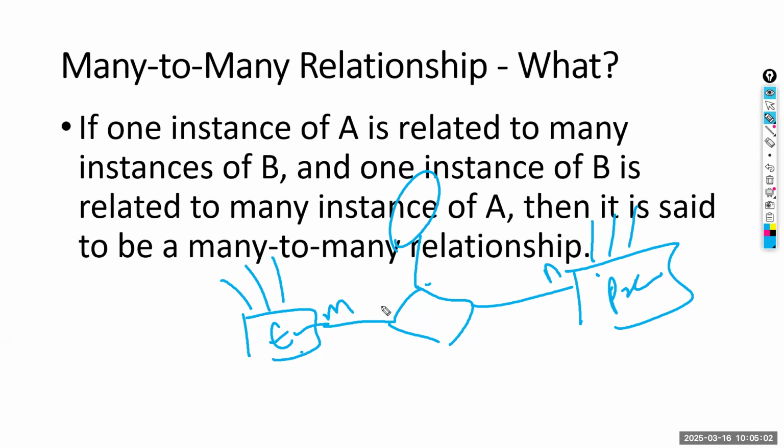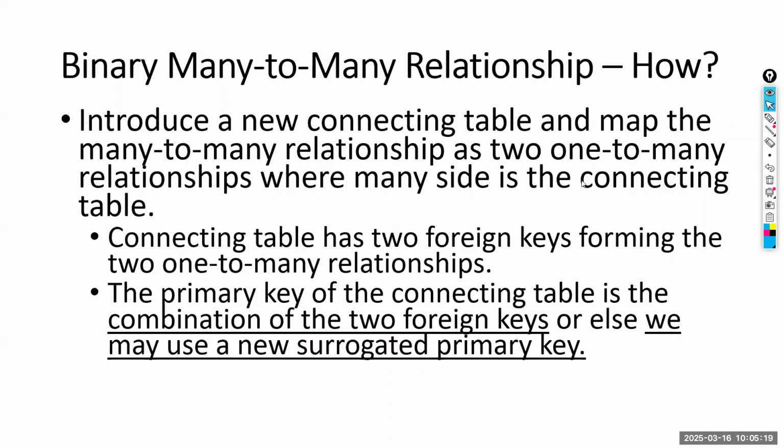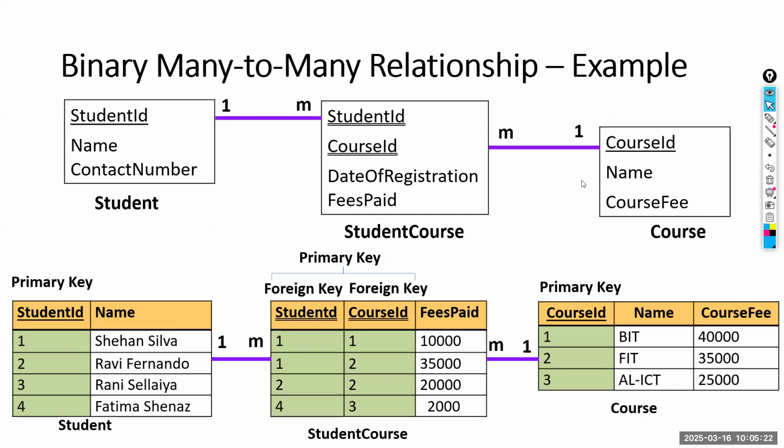And I told you later, when designing, this becomes another table, and these attributes will become fields in that table. So if it is a many-to-many relationship, we always add a connecting table and map it as two one-to-many relationships. Say student and course. A student can register for many courses, and obviously one course can have many students.